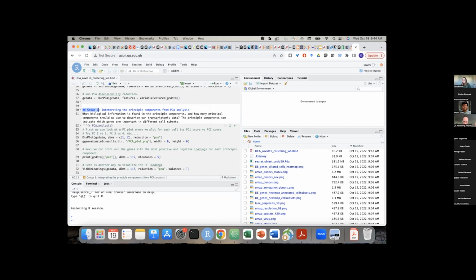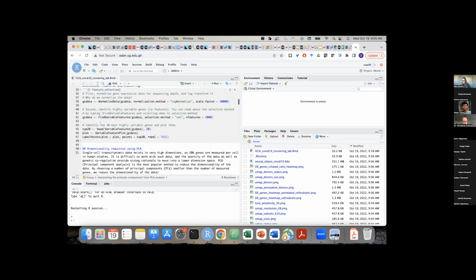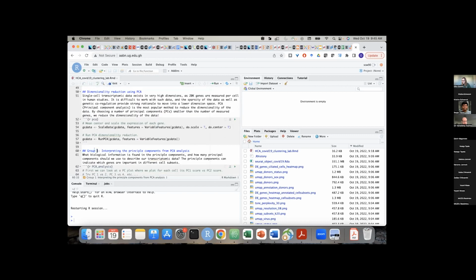If you're really fast and motivated and everything's going well, you're more than welcome to do the other sections for all the other groups. But to start, run the main sections of the script, but also focus on whatever group you are.